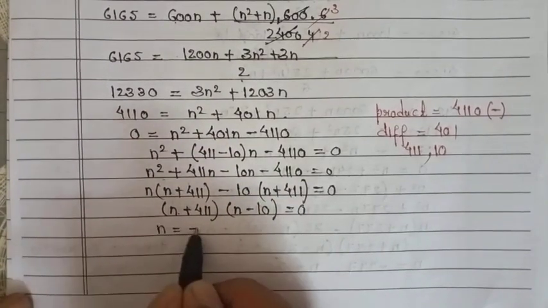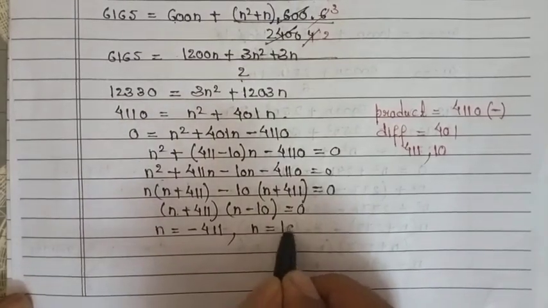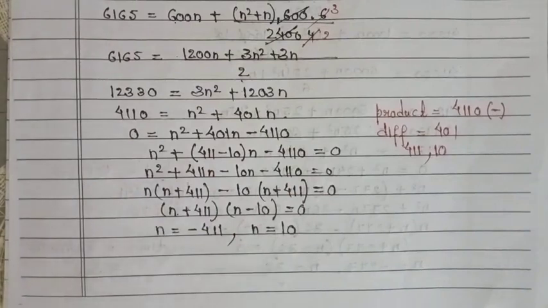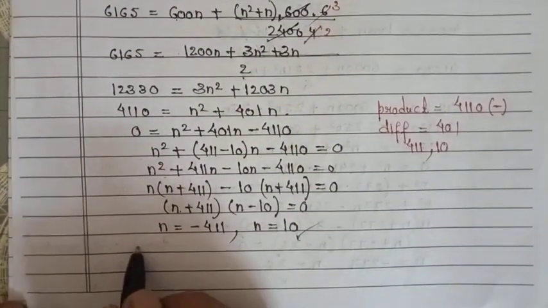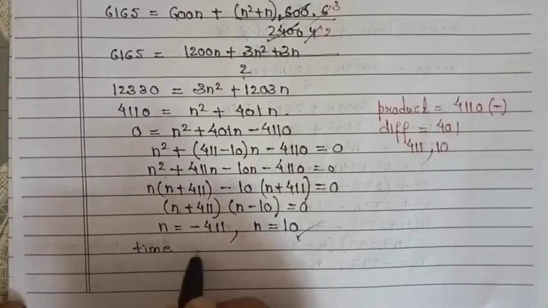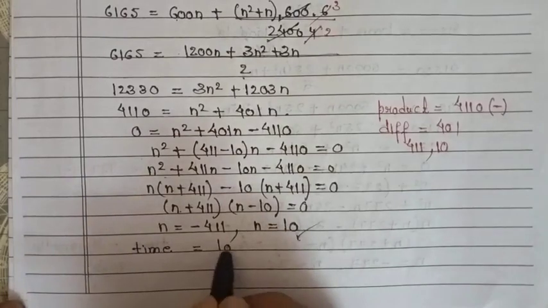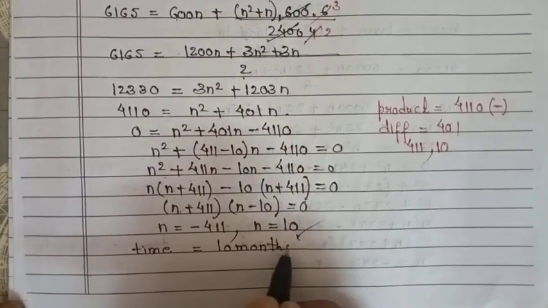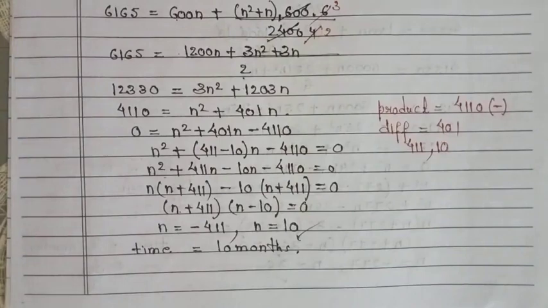Now after getting these two factors, if we equate these with 0, the first one will give us N is equal to minus 411. The second one will give us N is equal to 10. Now N over here is time, and time cannot be negative, so you will select this one. So finally we can write time is equal to, now this N is time in months, so it is 10 months. If it was more than 12 months, we would have converted it into years, but it is less than 12, so we will write the answer in months only. This is clear to you now?